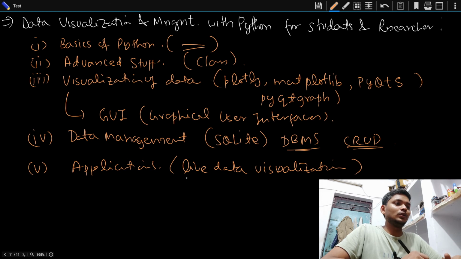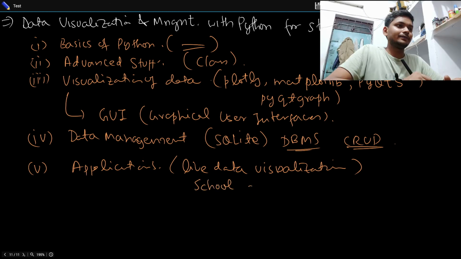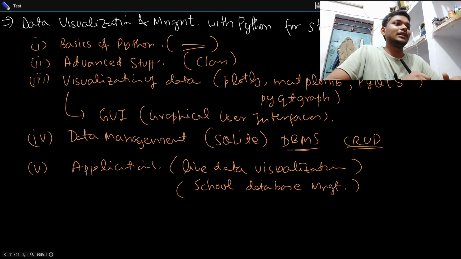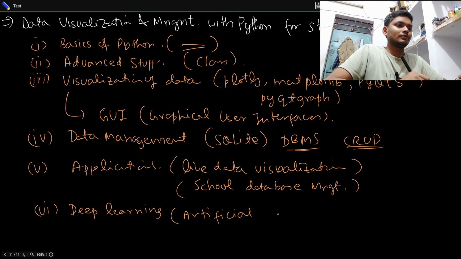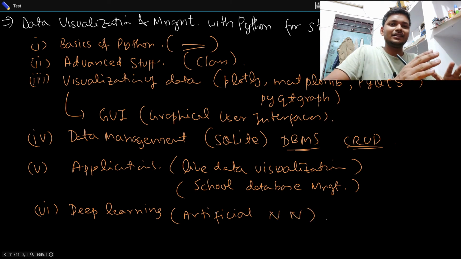You will also learn to create a school database management system. So we'll be creating a simple app to record the data of students, and then we'll learn a pretty interesting topic, which is deep learning, or simply artificial neural networks. Okay, so this will be just a touch on the deep learning field. It will not go very deep inside it, but we'll just touch on deep learning.